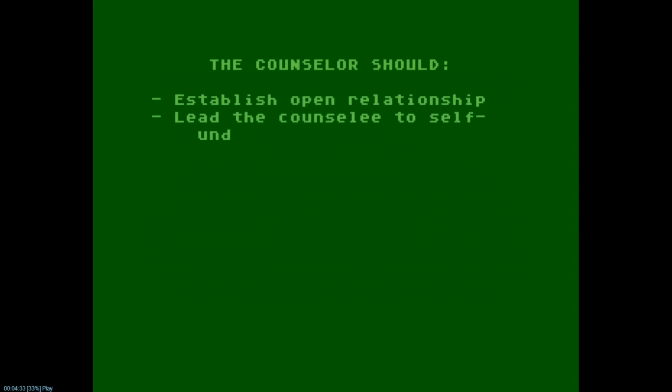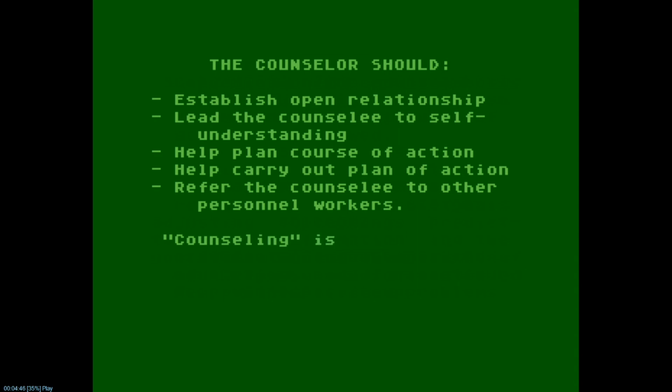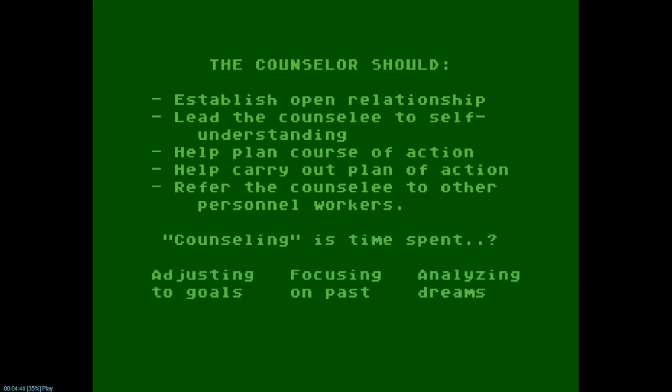Yes. In the trait factor counseling process, the counselor should establish an open relationship, lead the counselee to self-understanding, help the counselee plan a course of action, help carry out the plan of action, and in some cases, refer the counselee to other personnel workers. In this process, counseling is time spent in what way?